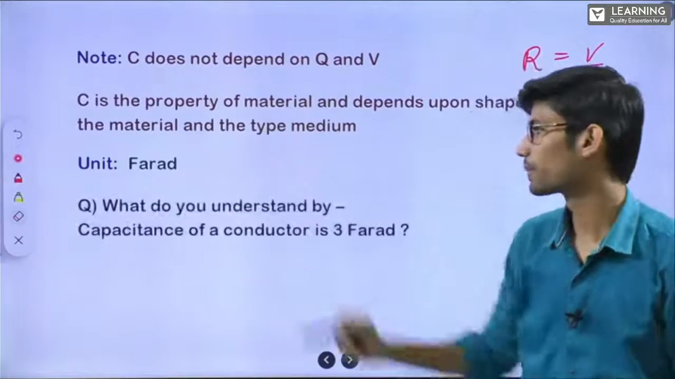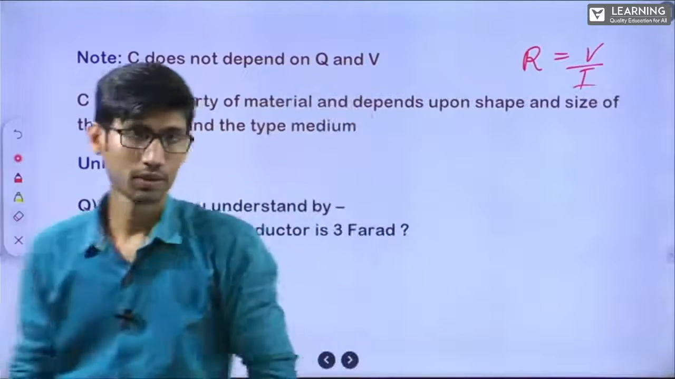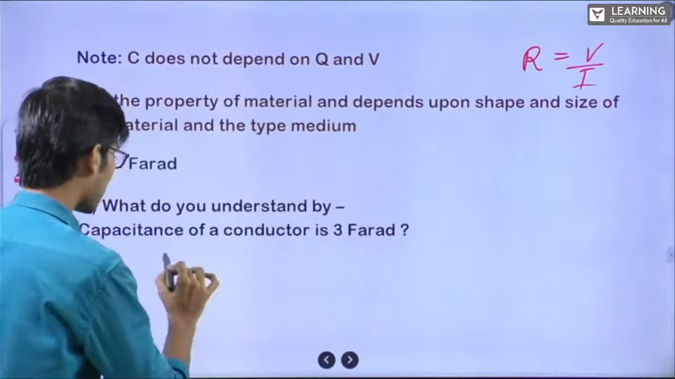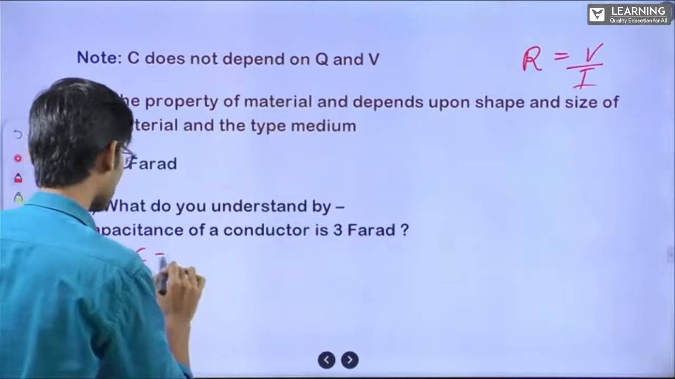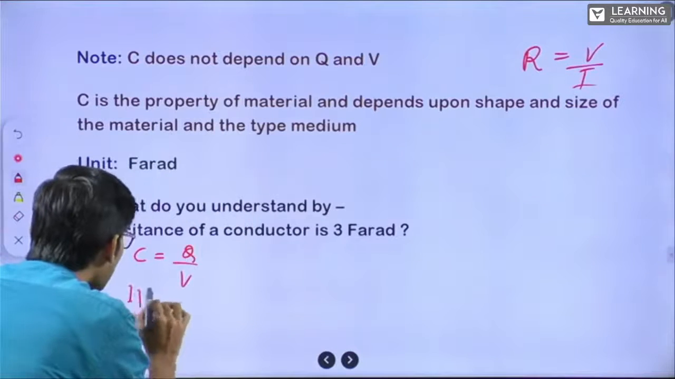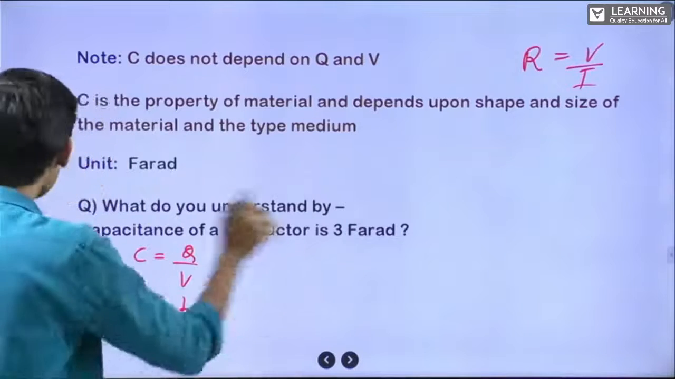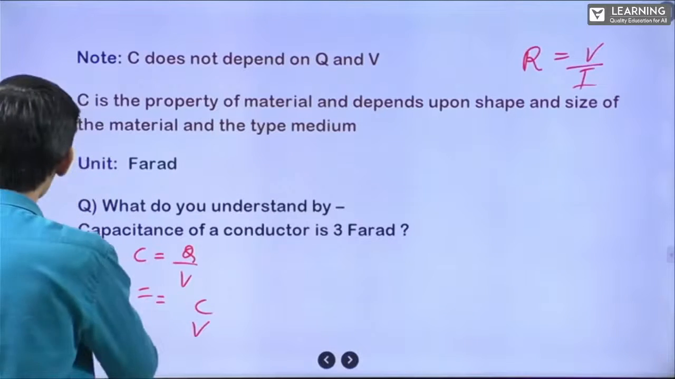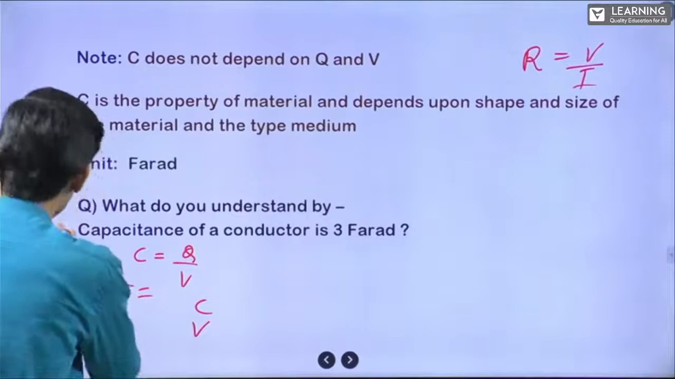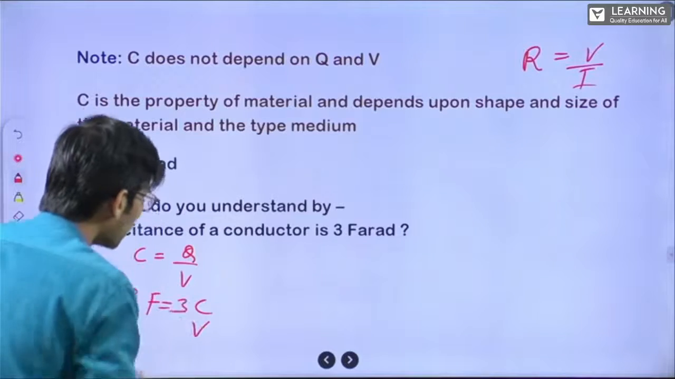Now, see this question. What do you understand by capacitance of a conductor is 3 farad? If I tell capacitance of a conductor is 3 farad, that means capacitance is equal to Q by V. What does this mean? 1 farad is equal to 1 coulomb per volt. So 3 farad means 3 coulomb per volt.